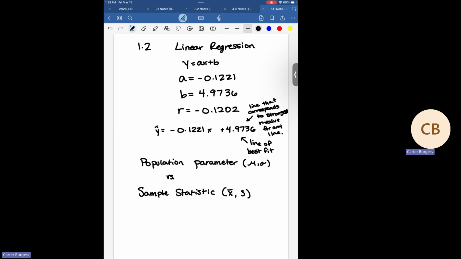I mean, it's very similar to just the population sample. Mu and X bar both describe the mean, but X bar describes the mean of the sample. Mu describes the mean of the actual population. Why do we take samples? Like, what's the point of the sampling process?